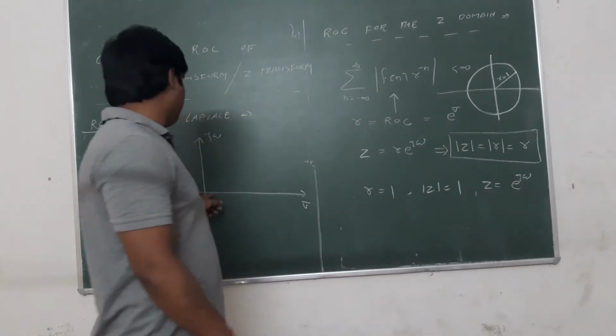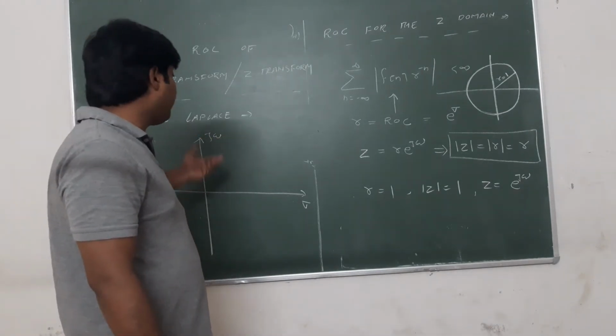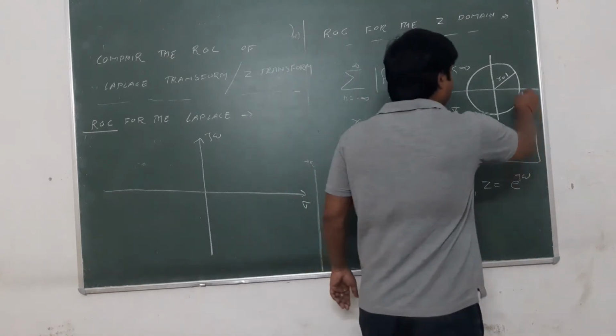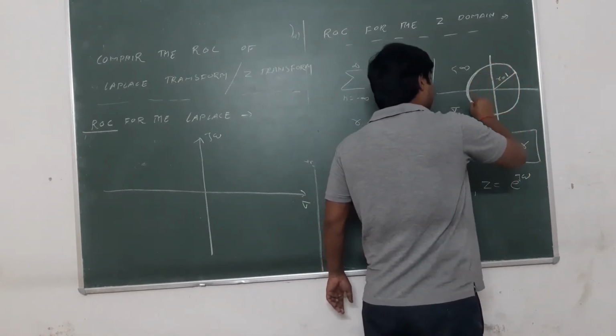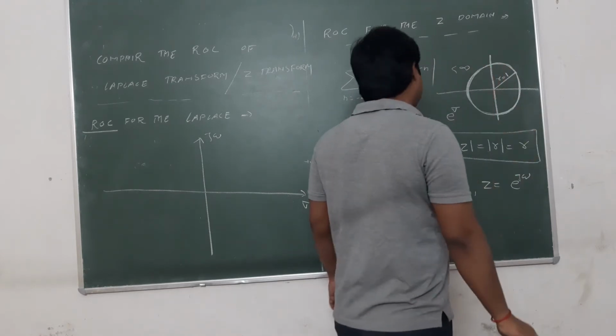And if sigma is equal to 0, this is the j omega axis and it is equivalent to the Fourier transform. So r equal to 1 is a unit circle, and this is the ROC in the Z-transform.